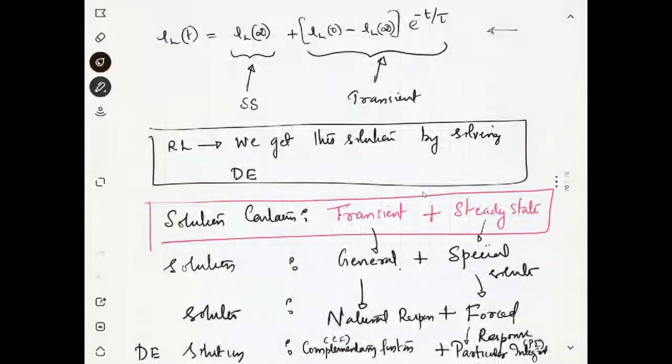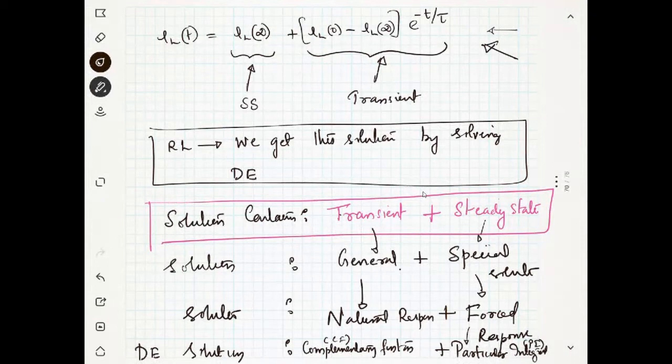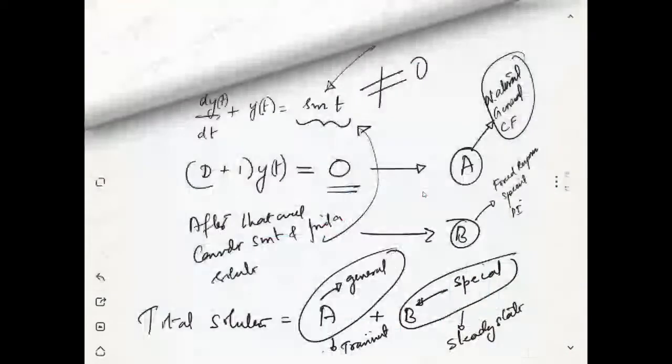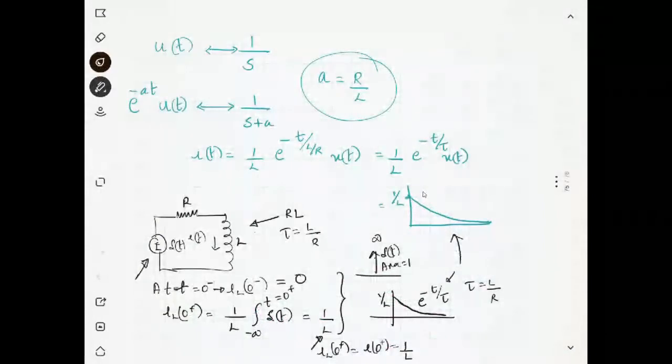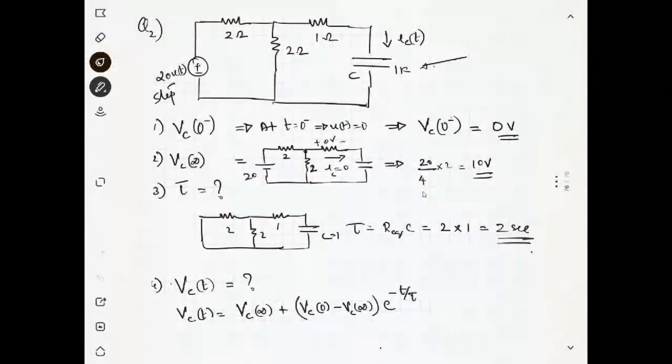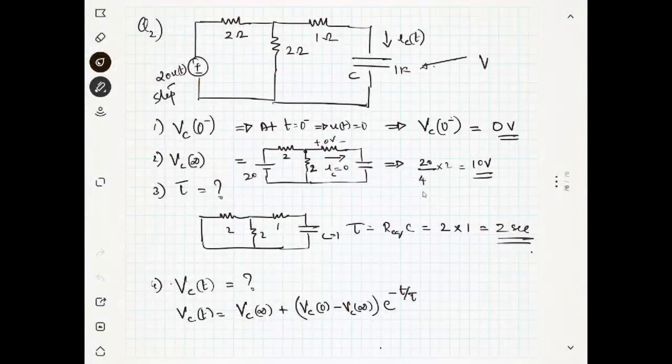For the inductor, the equation is like this. For the capacitor, the only change is that it is the voltage. The structure of the equation is the same for inductor and capacitor. For the inductor it is the current, and for the capacitor it is the voltage. So we are finding the voltage of the capacitor.